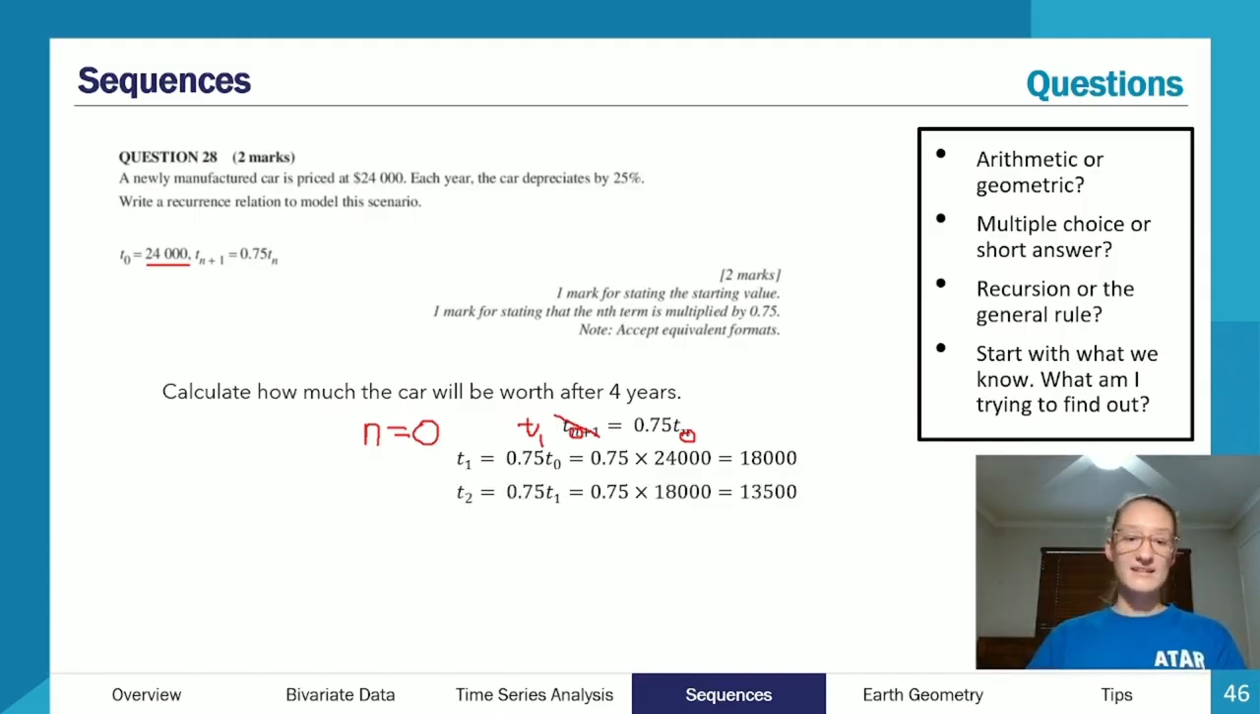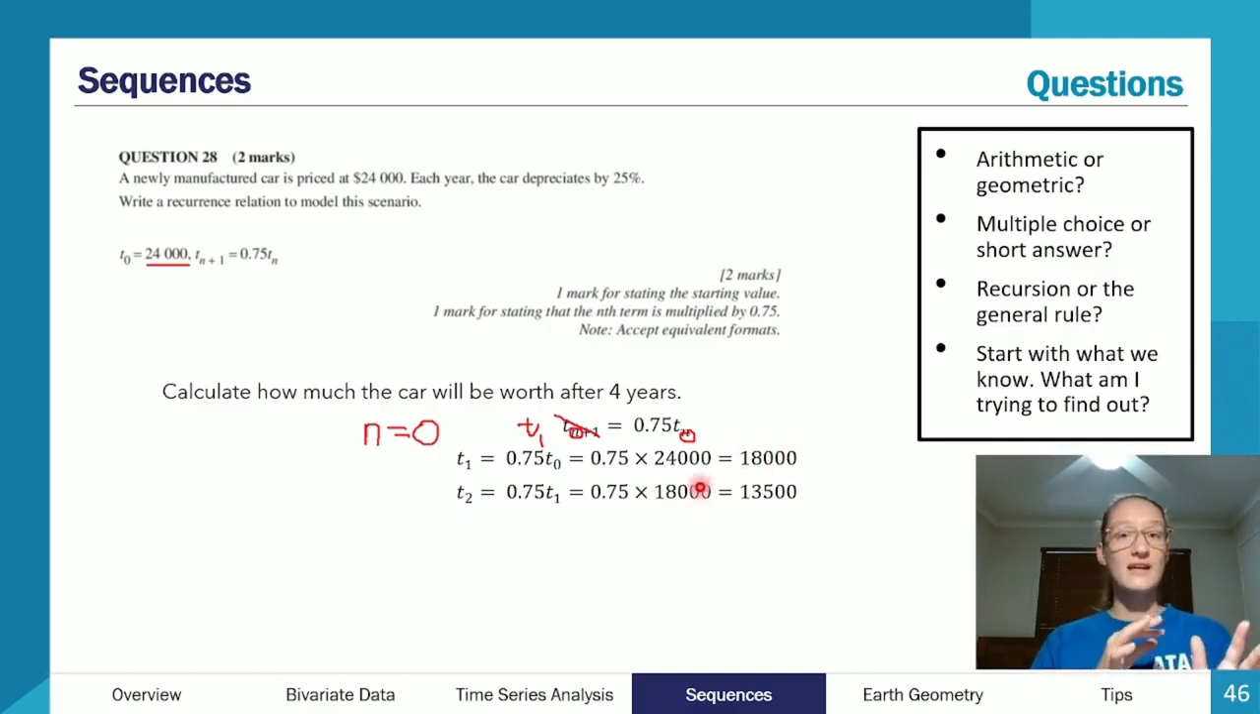Awesome. Now we're going to say let n equal 1. So by saying let n equal 1, now we have T2, term 2, is equal to 0.75 times T1. So now we have 0.75, not times 24,000 anymore, but actually times 18,000.